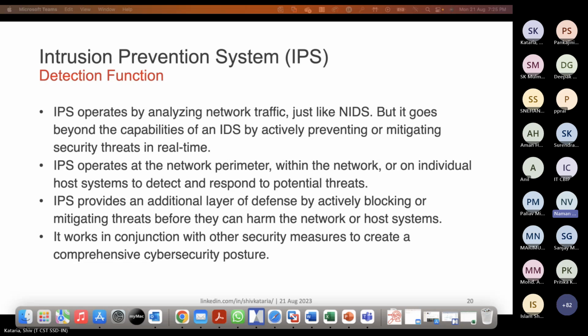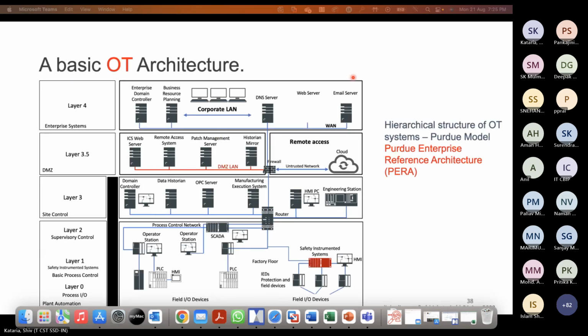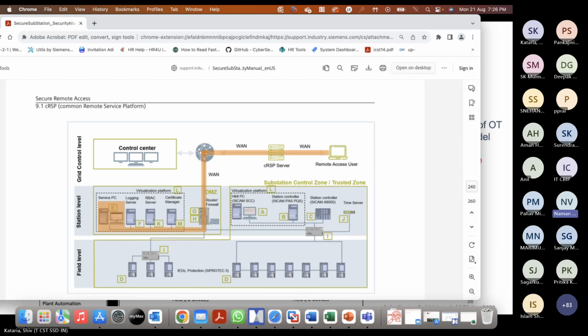Shiv, can you please come to the Purdue model architecture, please? Here, my question is for substation level, layer 1, 2, and 3 up to this layer 3, we are at substation. 3.5 is for DMZ. But if we talk about multiple substations and the control center environment, how should my syslog travel?